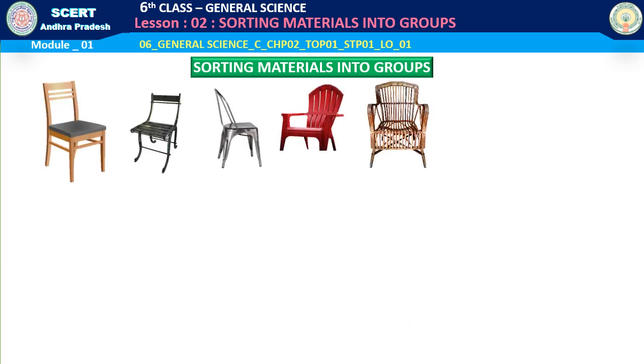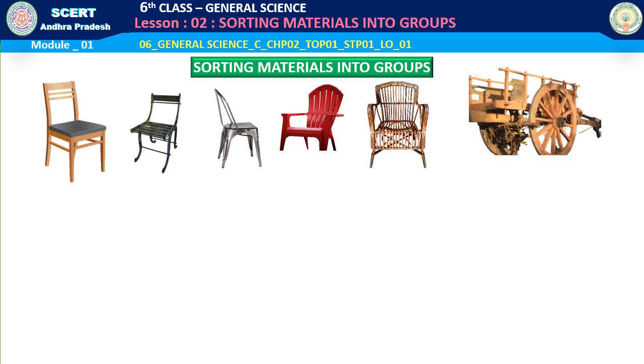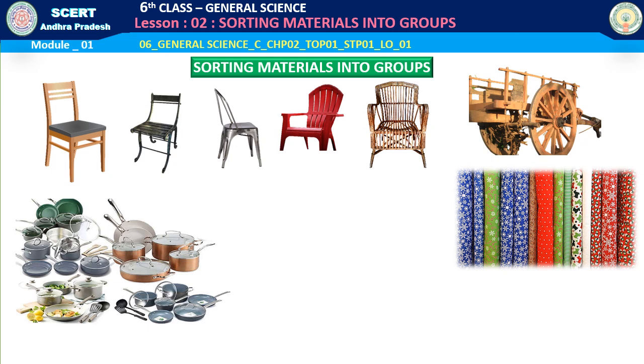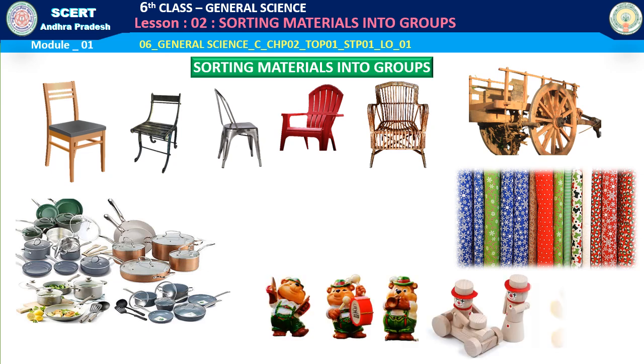Generally, we observe a variety of objects around us, like a chair made of wood, iron, steel, plastic and bamboo, a bullock cart made of wood. Common materials used in cookware and utensils are aluminium, copper, iron, lead, stainless steel and Teflon. Clothes are made of rayon, cotton, silk and polyester. Toys are made of plastic, wood, fur, cloth and rubber. All these objects are made of different materials and have different colors, shapes and sizes.